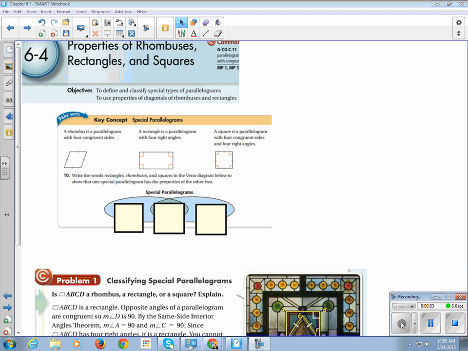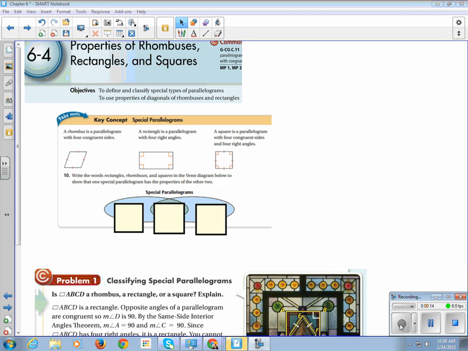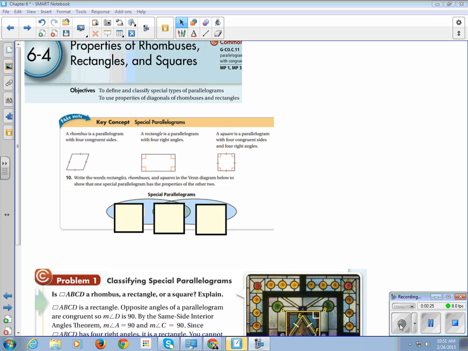All right, so this is Chapter 6, Section 4, Properties of Rhombus, Rectangles, and Squares. Our learning objective is to define and classify special types of parallelograms and to use properties of diagonals of rhombuses and rectangles. So we're going to have some special parallelograms here.